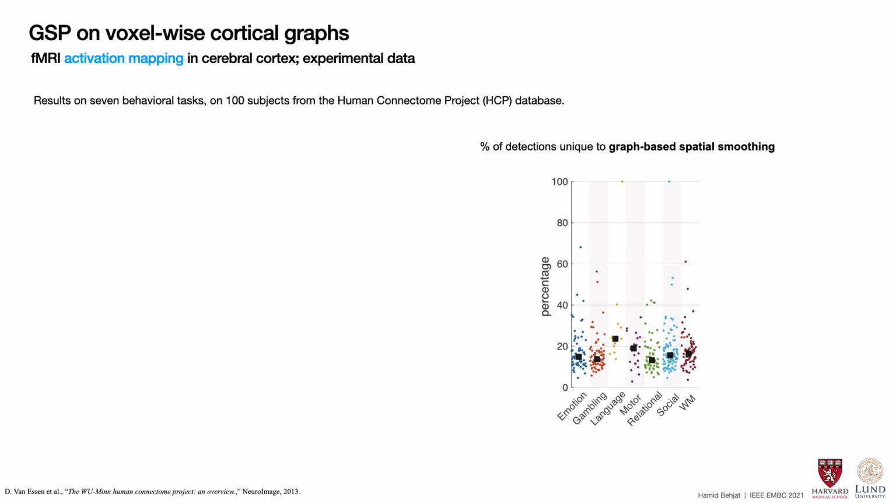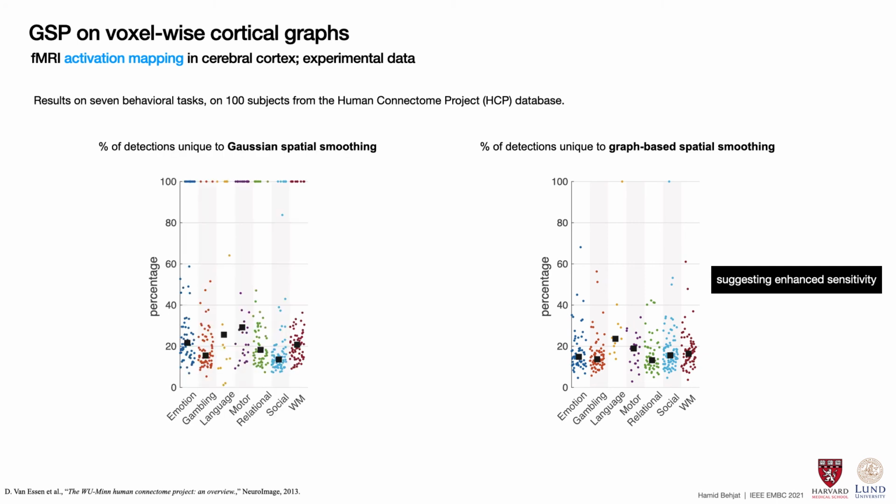So backed up by the results that we obtain on the simulated data, this suggests that we are obtaining an enhanced sensitivity in detecting activations that are otherwise undetectable using Gaussian spatial smoothing. And on the other hand, if we look at the percentage of unique detections that are obtained using Gaussian spatial smoothing, we again see that around 20 to 30% of the detections are unique to that method and are not detectable by our proposed method. And again, backed up by our simulated data, this suggests that we are obtaining an enhanced specificity in our detections.